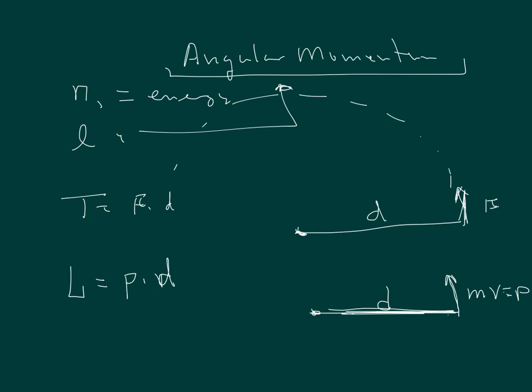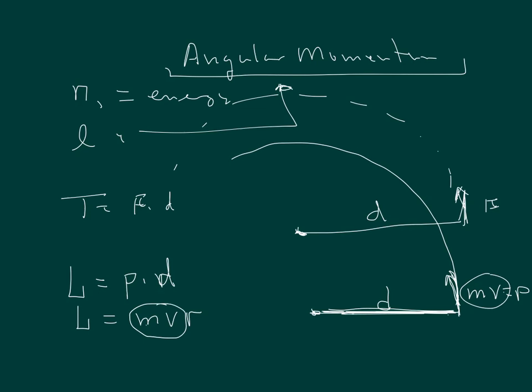Now the distance is usually given the symbol r, so it usually looks like mvr. The momentum times the distance that you're moving that momentum through. Angular momentum only occurs for things that are going in some kind of arc. They don't actually have to be circles, but they're not straight lines. So this is the angular momentum. It's the mass times the velocity, which is the momentum you already know, times this perpendicular distance to the pivot point, or the thing that you're rotating around.